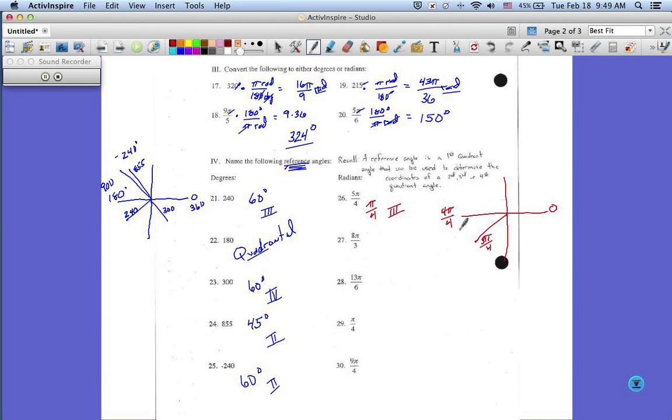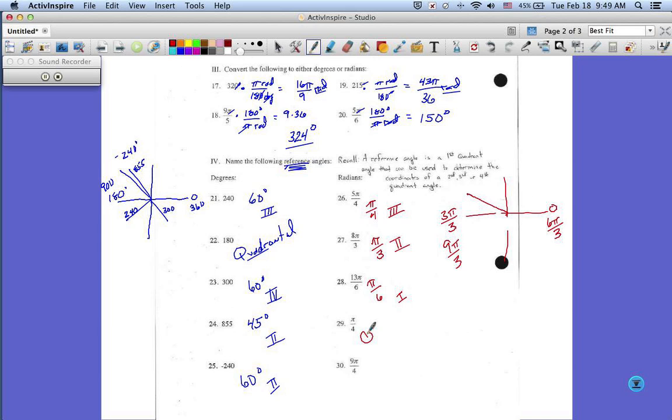8 pi over 3, so now I'm thinking not of 4 pi over 4, but I'm thinking of 3 pi over 3. And 2 pi is 6 pi over 3. And 9 pi over 3. Well, 8 pi over 3 is pi over 3 away in quadrant 2. 13 pi over 6, I'm not going to write this one out this time, but I have 6 pi over 6, 12 pi over 6, 13 is right in here. Okay, so I'm pi over 6 away, and I'm in the first quadrant.